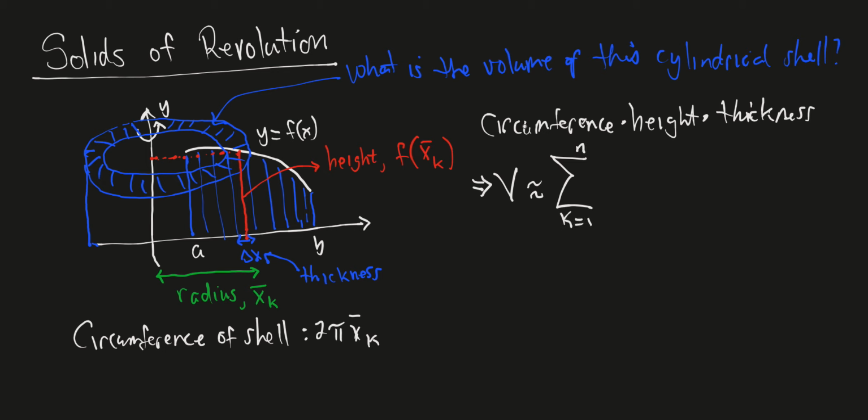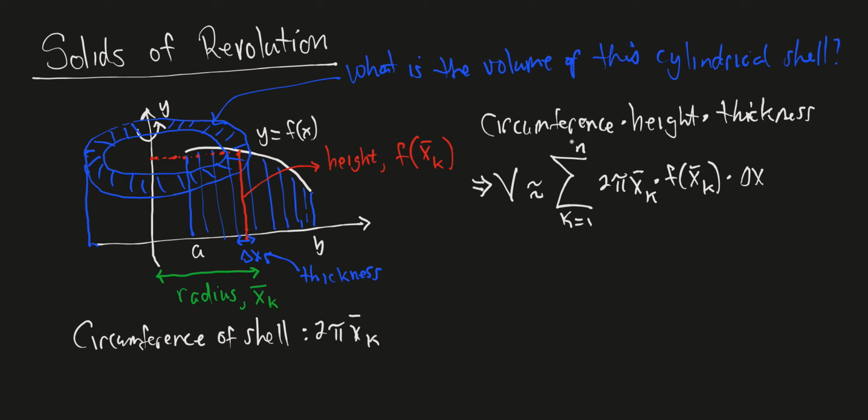And again, take the circumference, which is your 2 pi x bar k, times the height, which is your f of x bar k, and then how thick this shell is. Even though it's hollowed out, there's some thickness to it, but you have this outer region and then this inner region, and so the thickness there, well, that's my delta x.